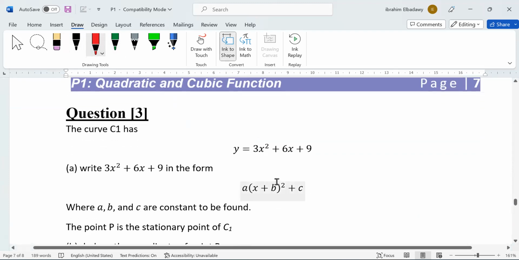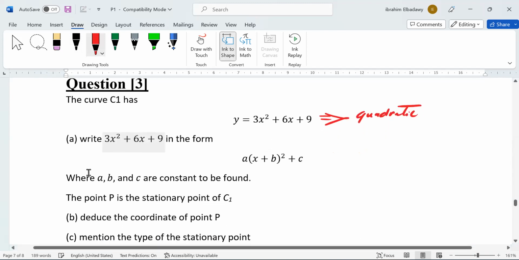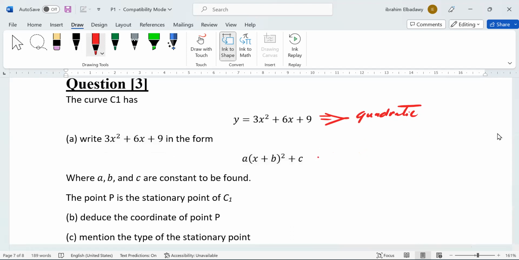Let us solve another question related to the same topic. Here he says, in this question, the curve C1 has equation y equal 3x squared plus 6x plus 9. This one is quadratic. He asked you to write 3x squared plus 6x plus 9 in the form a(x plus b) all squared plus c. This form is completing the square.